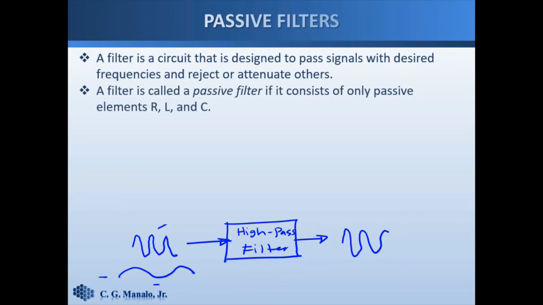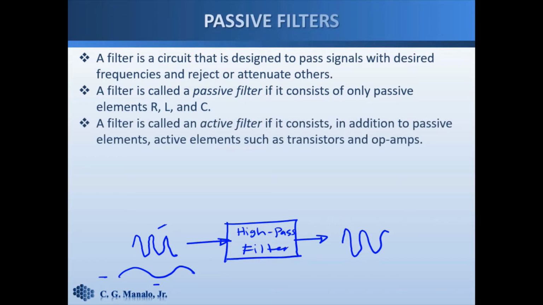There are generally two types of filters. We have the passive filter and the active filter. A passive filter is a filter that does not contain any active sources, while an active filter, by the name itself, contains active elements such as transistors and op amps.